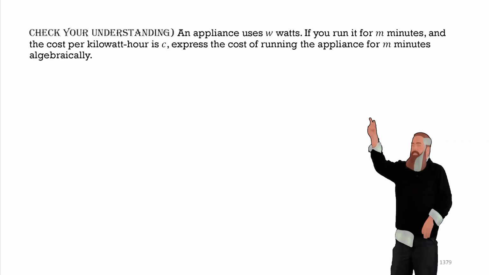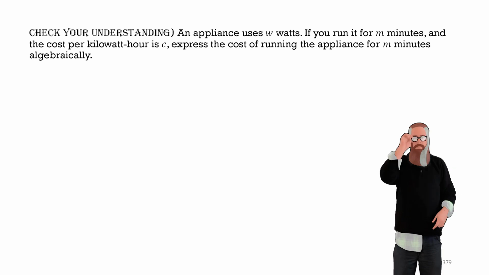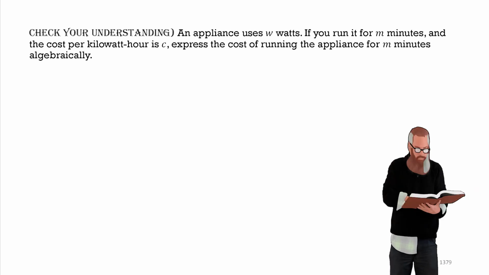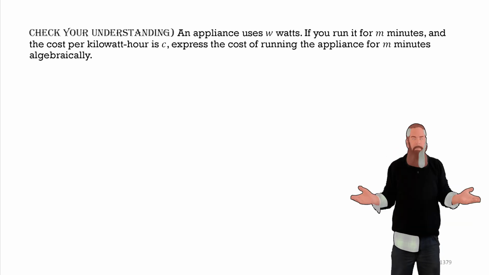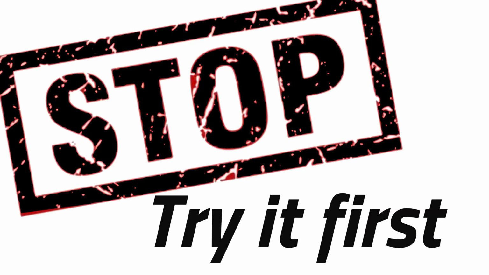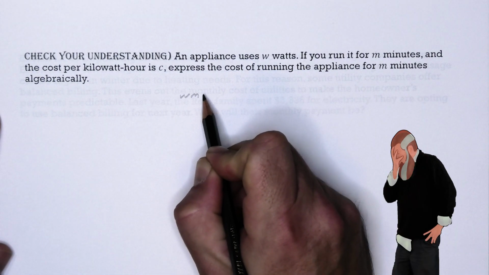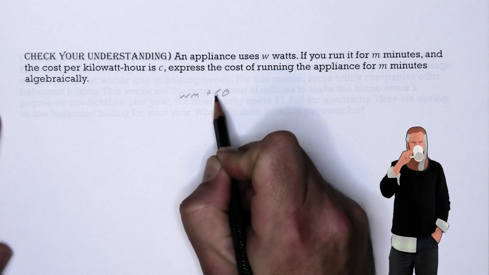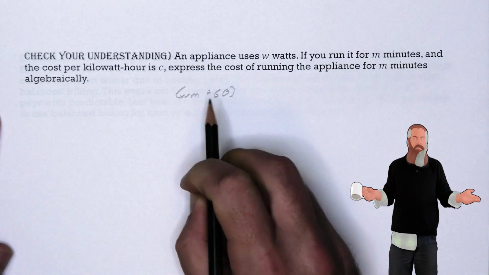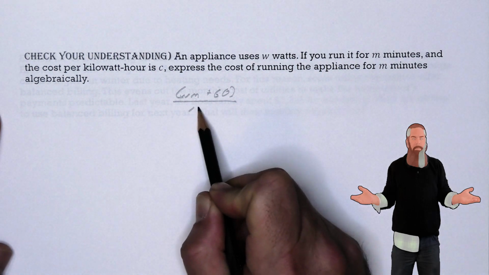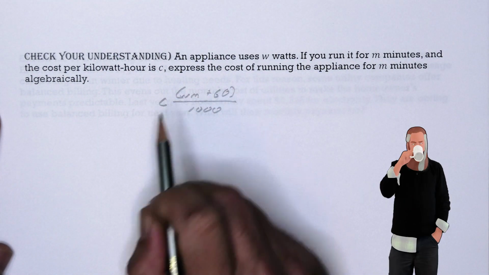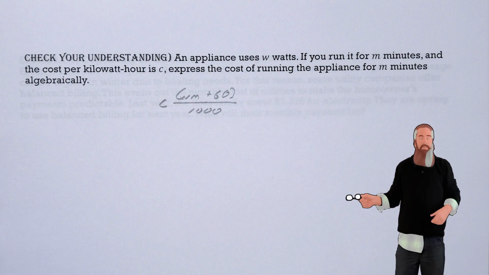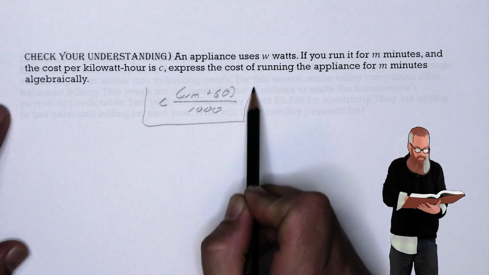Let's check your understanding of this by looking at an appliance which uses W watts. If you run it for M minutes and the cost per kilowatt hour is C, express the cost of running an appliance for M minutes algebraically. So the watts times the minutes, and we divide by 60. Now we're looking at all this together, which means put it in parentheses. We can divide it by the 1,000, which gives the kilowatt hours, and multiply it by the cost, which is C, giving us the algebraic expression.